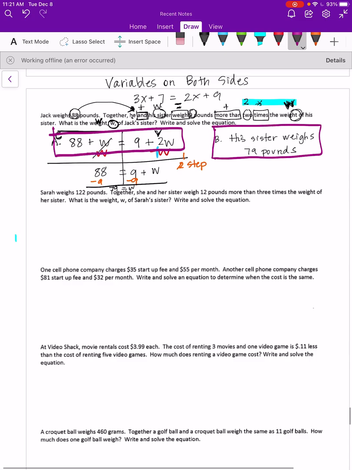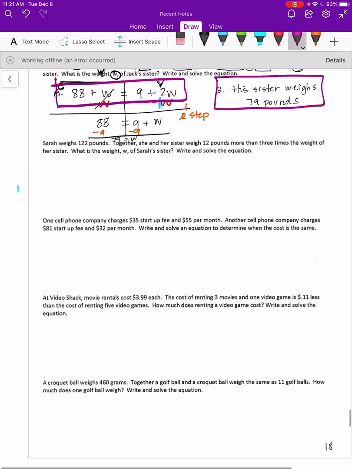All right, let's try another. Variables on both sides, keep that in mind. Sarah, and this is much like the last one we just did, Sarah weighs 122 pounds. Together, she and her sister weigh 12 pounds more than 3 times the weight of her sister. What is the weight W of Sarah's sister? So when we get to Sarah's sister's weight, we're going to put a W. So it's just like the last one. Go ahead and try it out. Maybe pause the video and try it yourself.